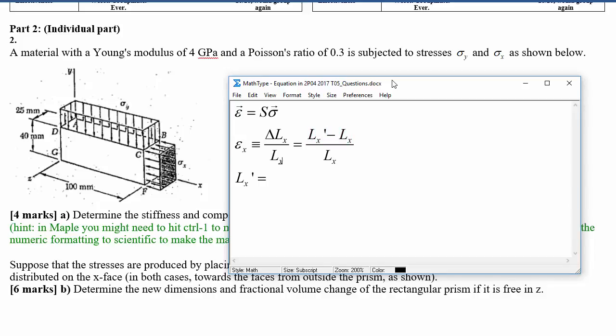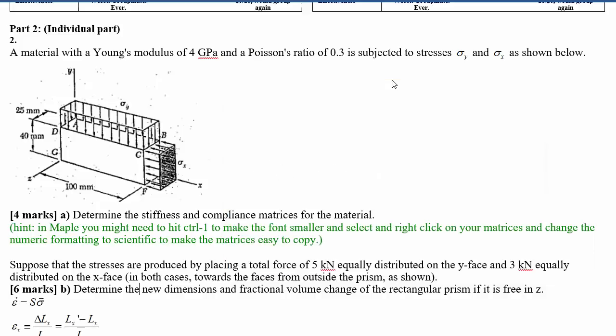Okay, so the new length in x, if you rearrange this thing, then you have that it is equal to Lx times the strain plus Lx, or in other words, it's the original length times 1 plus the strain. So the new length in x we'll get by taking the x strain, adding 1, and then multiplying that by the original length in x. And then we'll do the same thing for y and z to find the new dimensions of this.